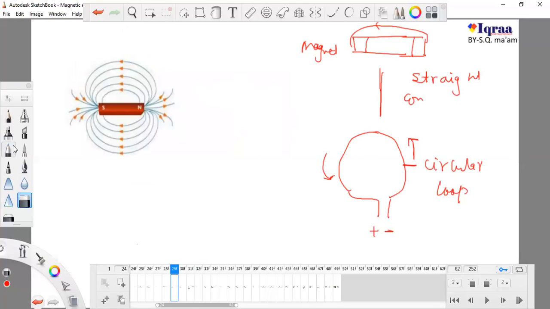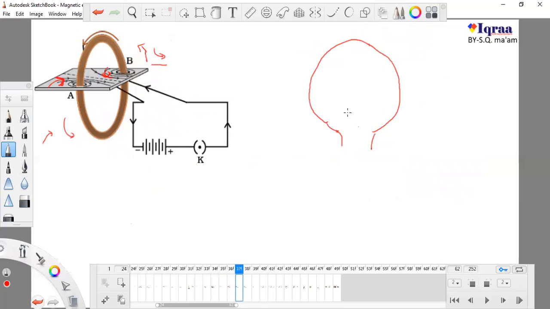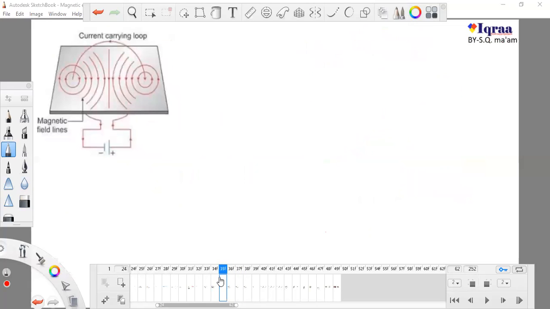We are going to study only these two directions, A direction and B direction, because the structure of the circular loop provides two directions, okay. So there will be two directions of magnetic field, so we just merge this, okay. This is our diagram from our book, and I'm using this diagram because it shows very clear direction of magnetic field lines.